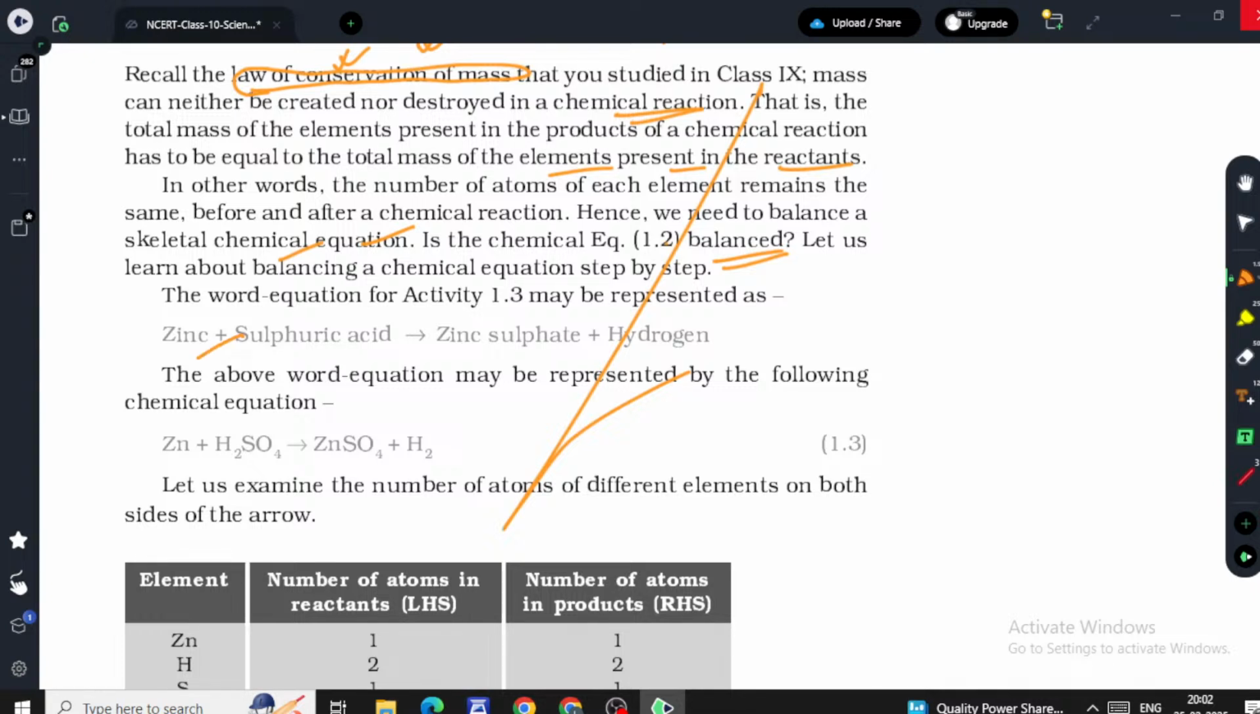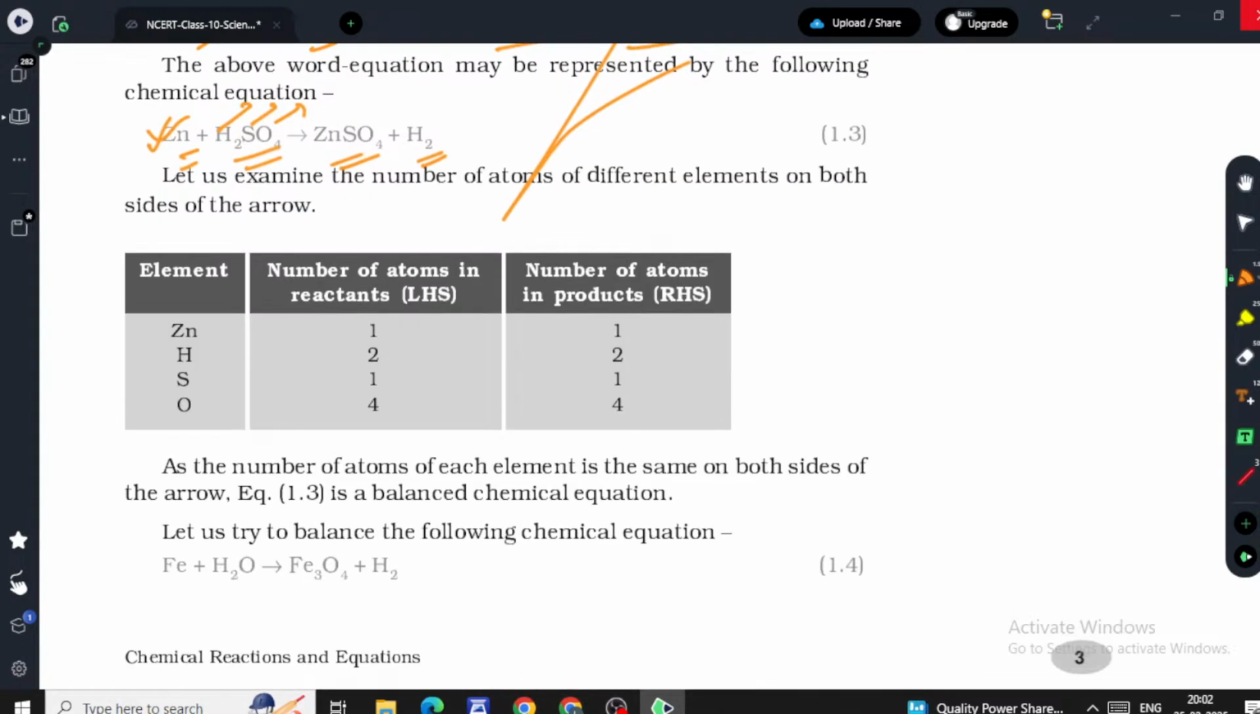That is zinc plus sulfuric acid giving zinc sulfate plus hydrogen, and this is the skeletal chemical equation. Zn plus H2SO4 equals ZnSO4 plus H2. Here Zn is zinc and H2 is hydrogen. This is sulfur and oxygen. Now we can see that on the left hand side the number of Zn atoms is 1, hydrogen atoms is 2, sulfur atoms is 1, and oxygen atoms is 4.